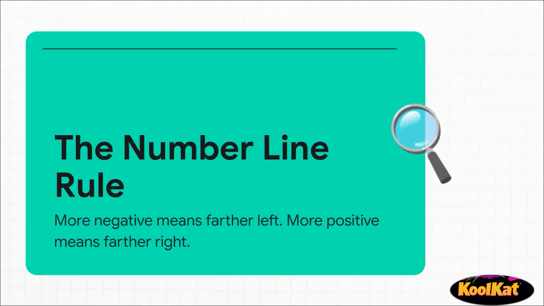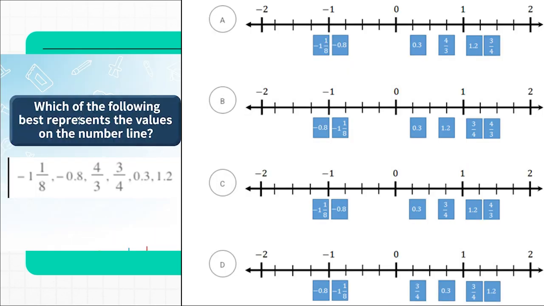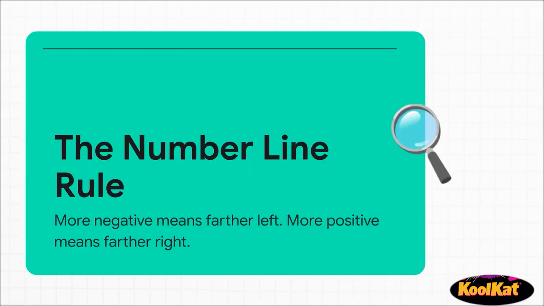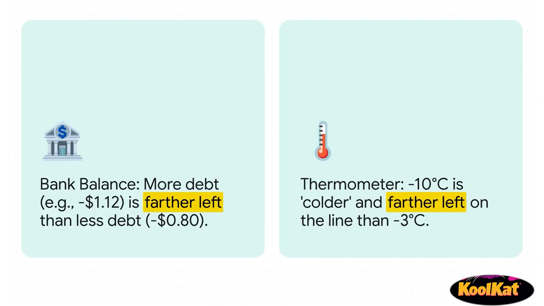It really just boils down to this one simple, powerful rule. The bigger the negative number, the farther to the left it goes. And the bigger the positive number, the farther to the right it goes. Simple as that. That's our foundation for everything. And if thinking about negative numbers feels a bit weird, just think about real life, like your bank account. Owing $10, negative 10, is less money than only owing $5. Or think about a thermometer. Negative 10 degrees is definitely colder or lower than negative 3. See? You already get this.